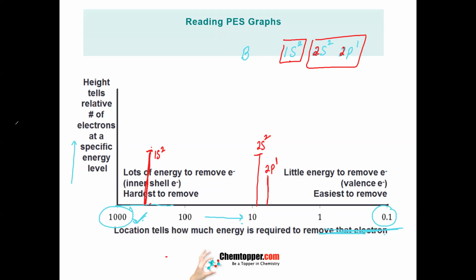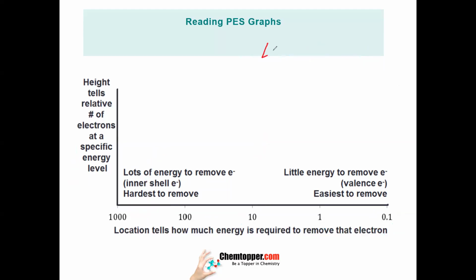So can you tell me how to draw for lithium? You can explain it to me. Lithium configuration is 1s2, 2s1. So this 1s2, shell number 1, will be on the left side or right side? What do you think? It should be here or here.